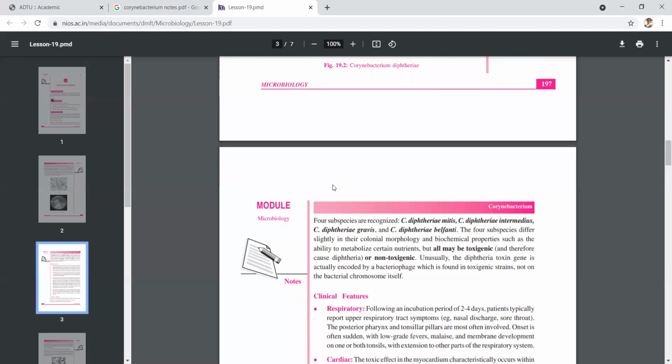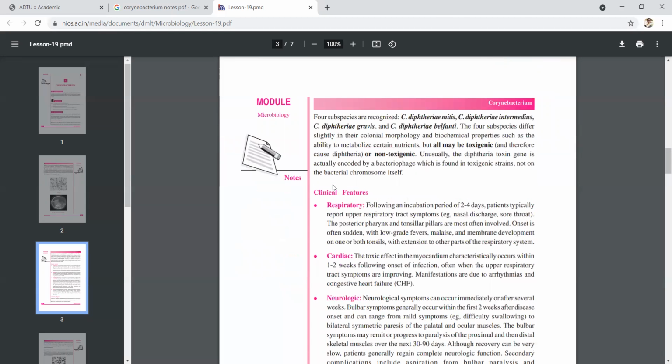We'll study that later. Now there are four subspecies of diphtheriae. Corynebacterium itself is a genus. Within the genus, diphtheriae is a species, and within the diphtheriae species, you will find some subspecies. Four subspecies have been recognized so far.